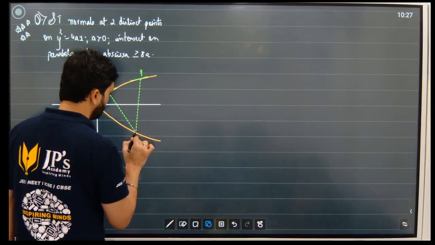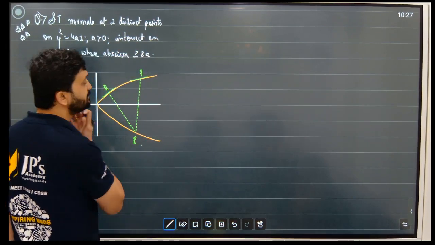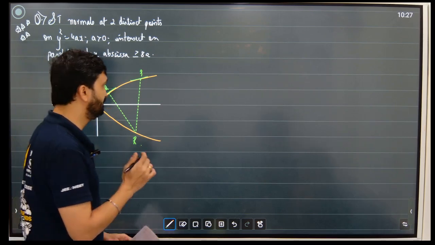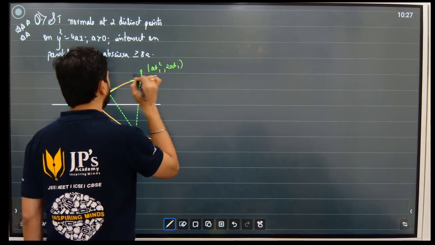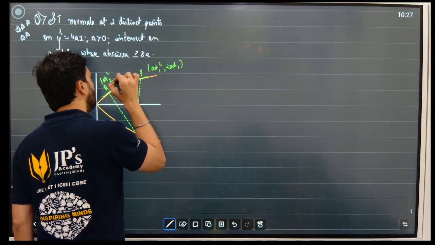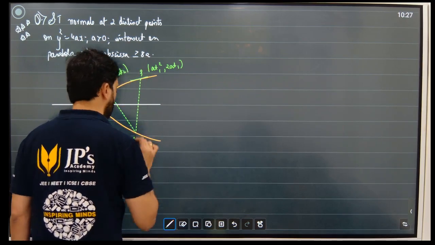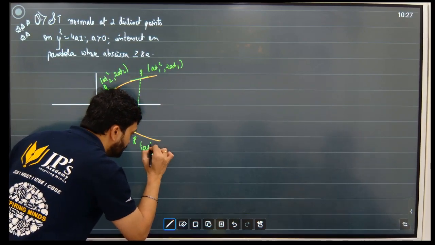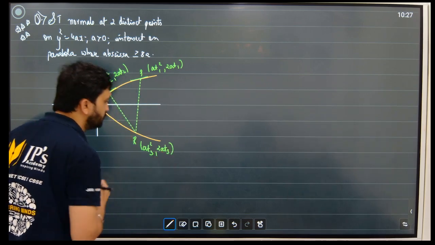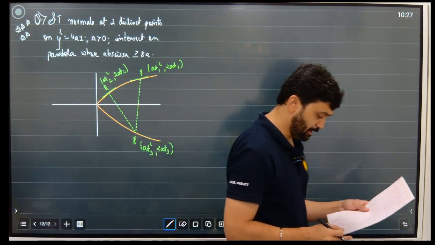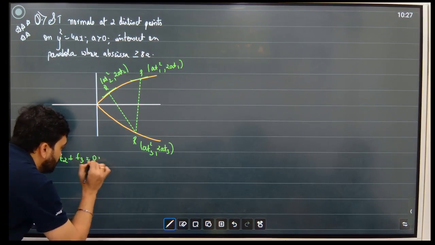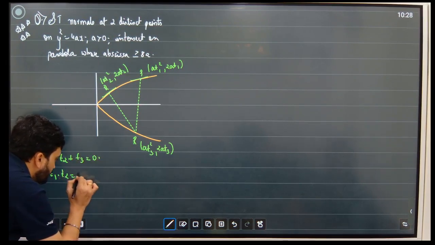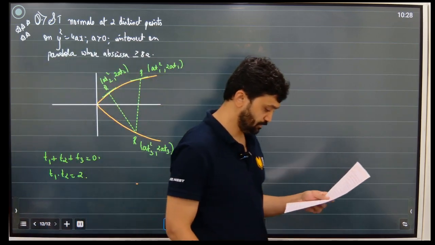Do you remember this? Yes. So I have everything. I have P at t1 square, comma 2t1. I have Q at t2 square, comma 2t2, and I have R at t3 square, comma 2t3. Now this is given to me, and I have the formulas also. सबसे पहले t1 plus t2 plus t3 is equal to 0. t1 into t2 is equal to 2.